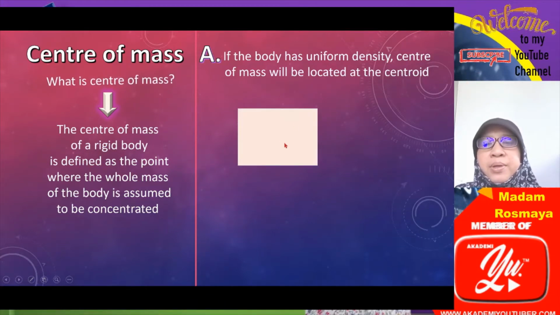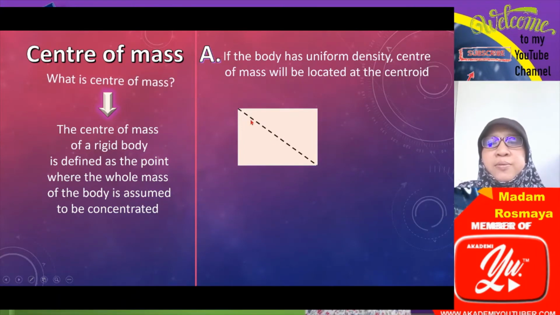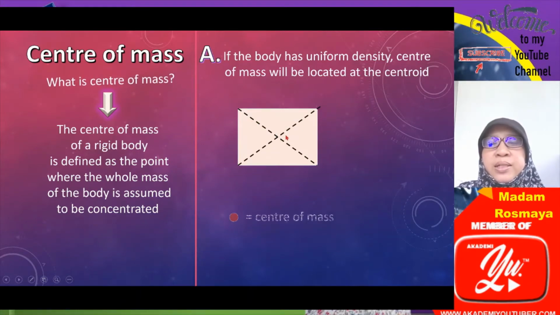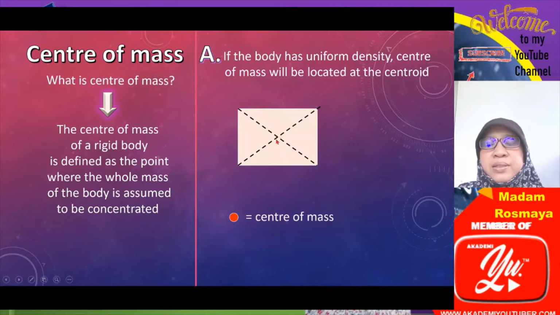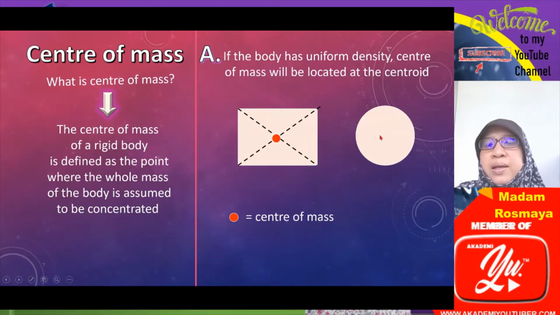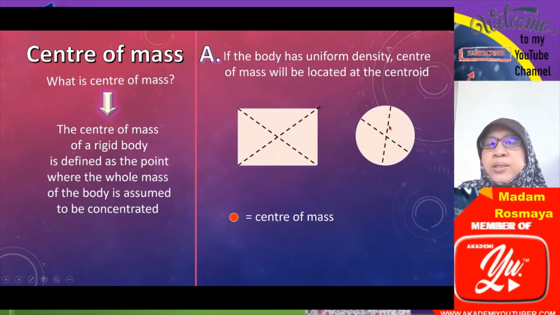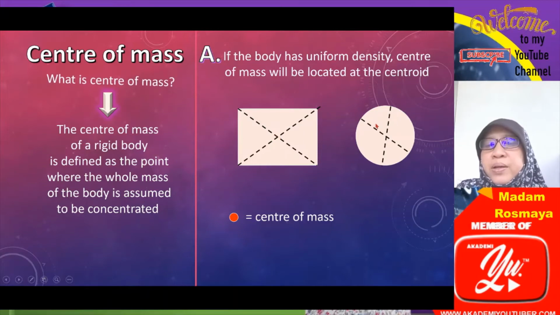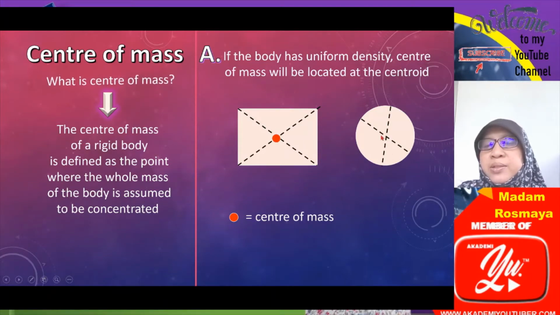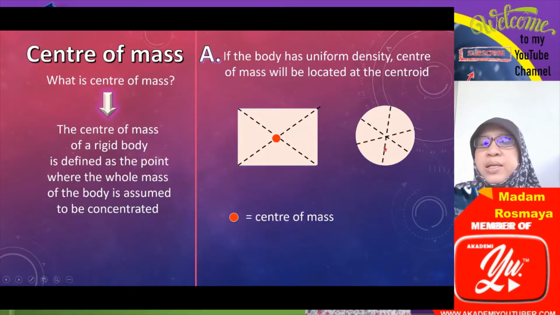For example, we have a cuboid. If we draw the diagonals, the intersection point will be the center of mass of the cuboid. Another example is a sphere or a circle. You draw at least two diameters, and the intersection point will give you the center of mass.